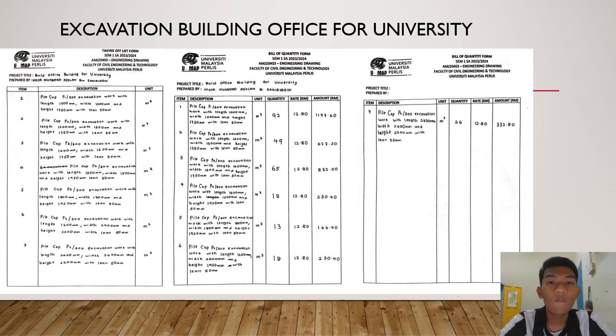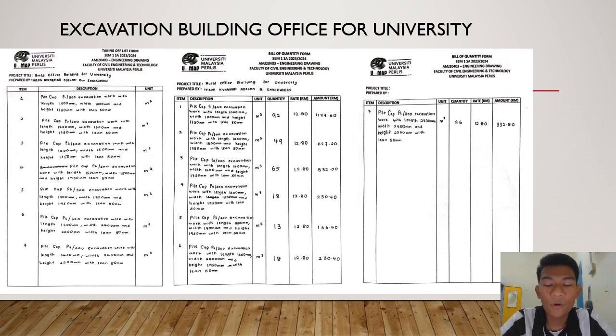From here we can see we have 7 items for each pile. Each pile have different size. For example, P1 1 meter multiplied with 1 meter. P2 1.2 multiplied with 1.5. P3 1.4 multiplied with 1.5. P4 1.5 multiplied with 1.5 meter.